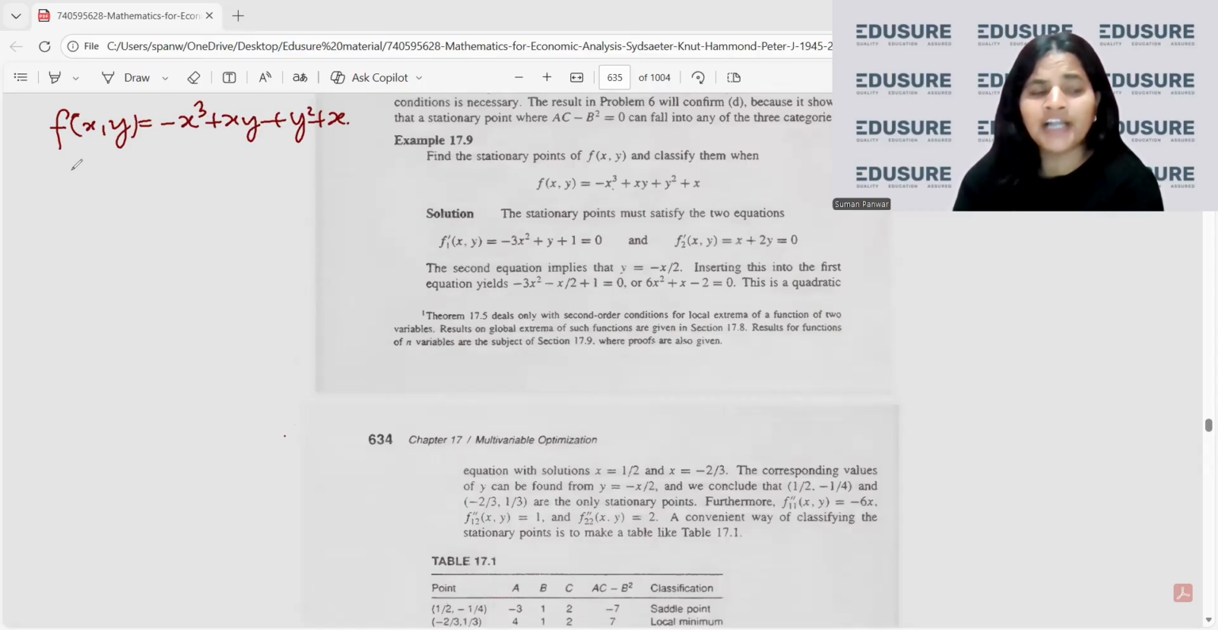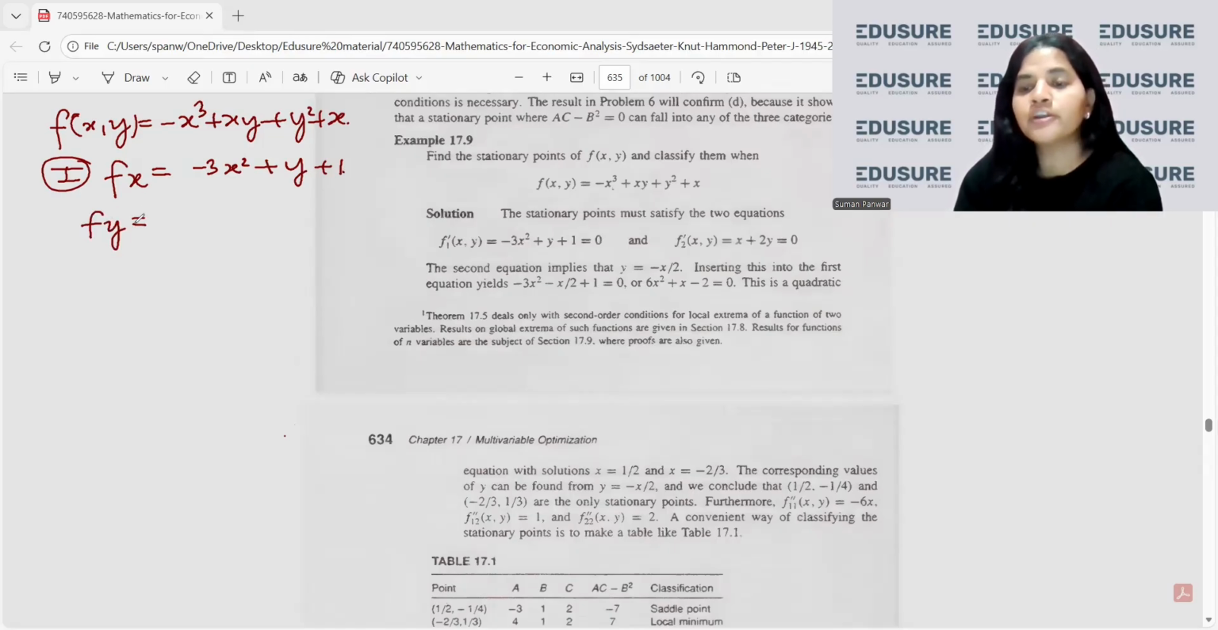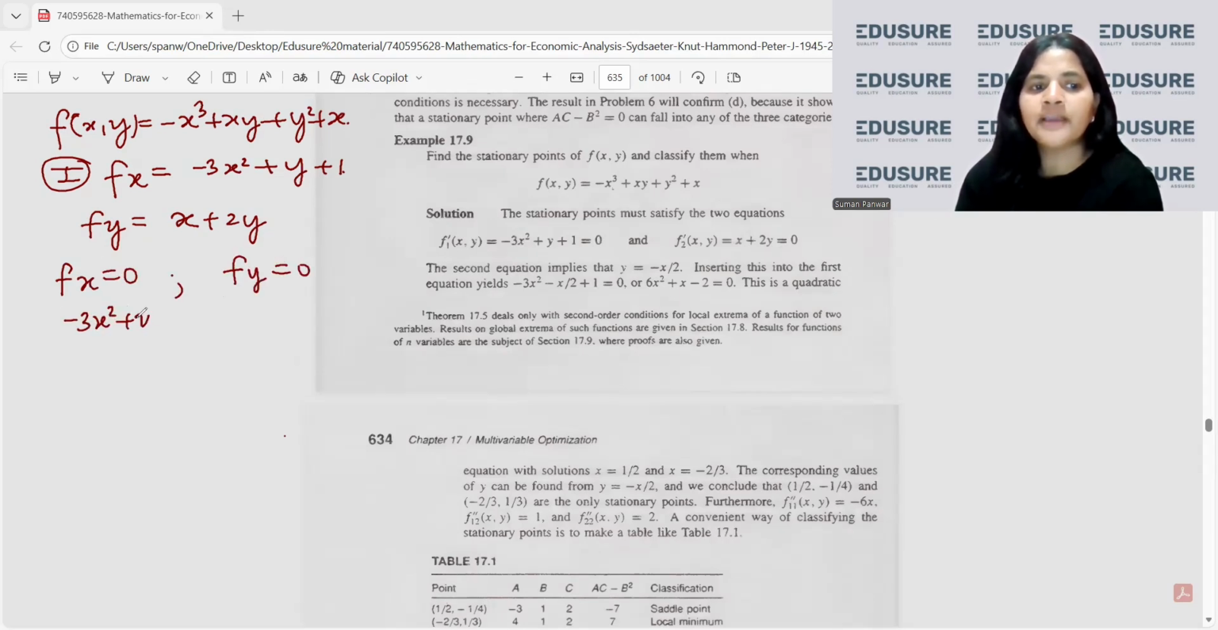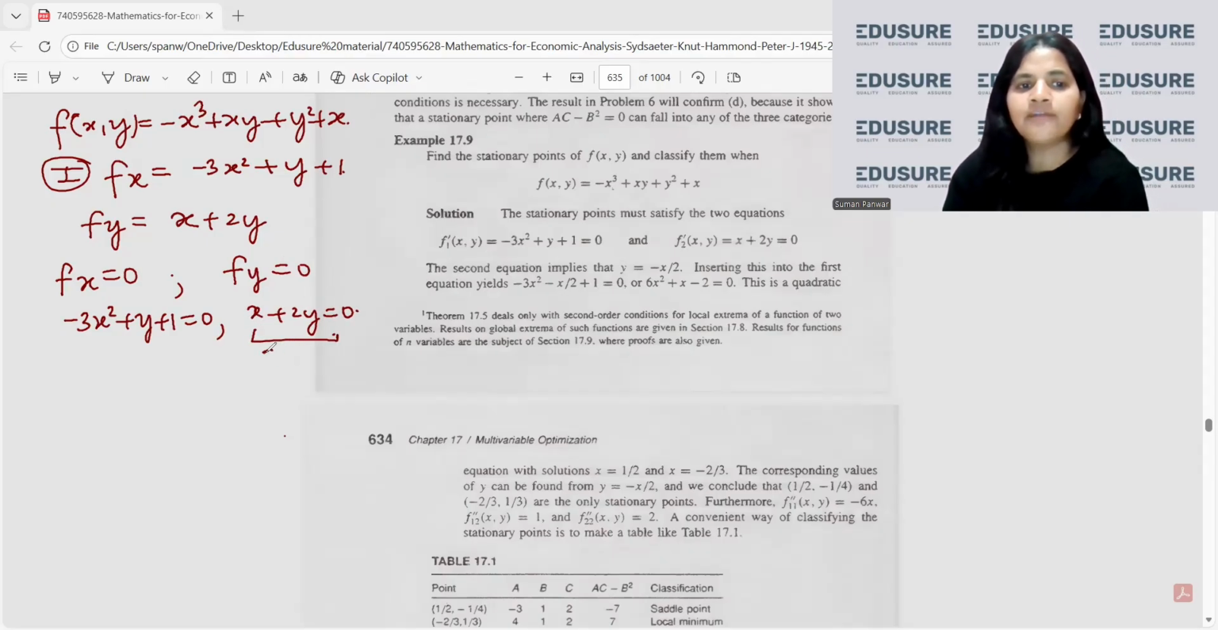Okay. So I'll do this step by step. First, you have to calculate the first order partial derivative with respect to x, which is minus 3x squared plus y plus 1. Okay. And then you have to calculate your first order partial derivative with respect to y, which is x plus 2y. Now the necessary condition says that these two derivatives must be equal to 0. So minus 3x squared plus y plus 1 will be equal to 0. And x plus 2y is equal to 0. Now from this, we can get that y is equal to minus x upon 2. Put this over here. So minus 3x squared plus (minus x upon 2) plus 1 equals 0.